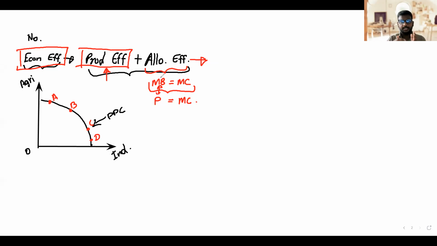And then you say that where allocative efficiency and productive efficiency are both achieved, only on that point, economic efficiency is achieved. That means economic efficiency is not equal throughout a PPC curve. Only at the one point where both are achieved at the same time will economic efficiency be maximized. Is that clear?